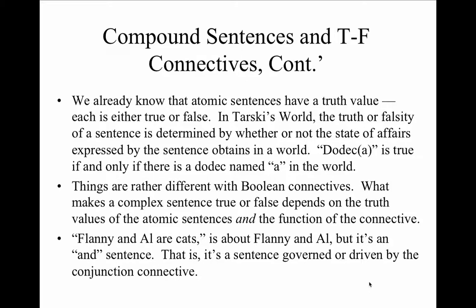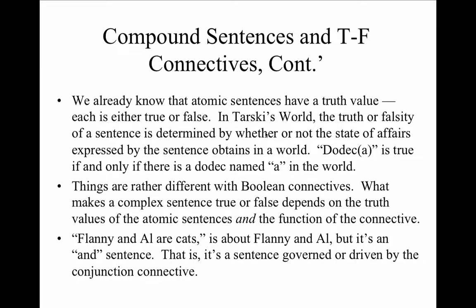All right, so we already know that atomic sentences are sentences that are either true or false. In other words, they are sentences that have a truth value. We know further that in Tarski's world, the truth or falsity of a sentence is determined by whether or not the state of affairs expressed by the sentence obtains in a world. In other words, is there a positive correspondence between the sentence and the given world? So we'd say the sentence, A is a dodeck, is true if and only if there is a dodeck named A in a given world.